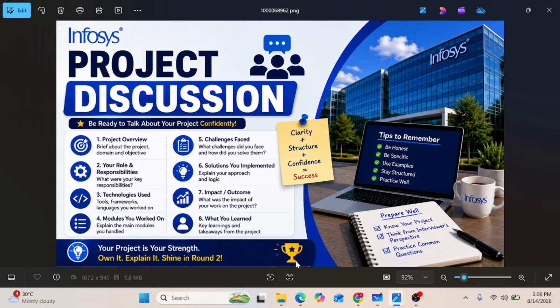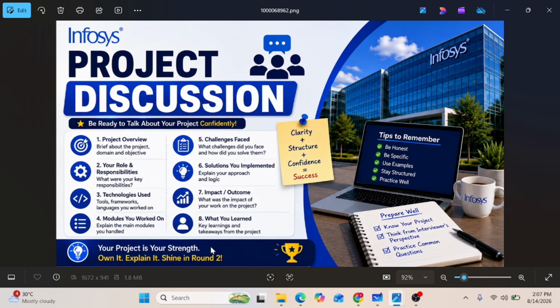And most importantly, don't claim someone else's work as your own. If you worked only on the back end, clearly explain your back end contribution. And if you worked on the front end, explain the front end work. The interviewer can ask follow up questions until they understand whether you genuinely worked on the project.